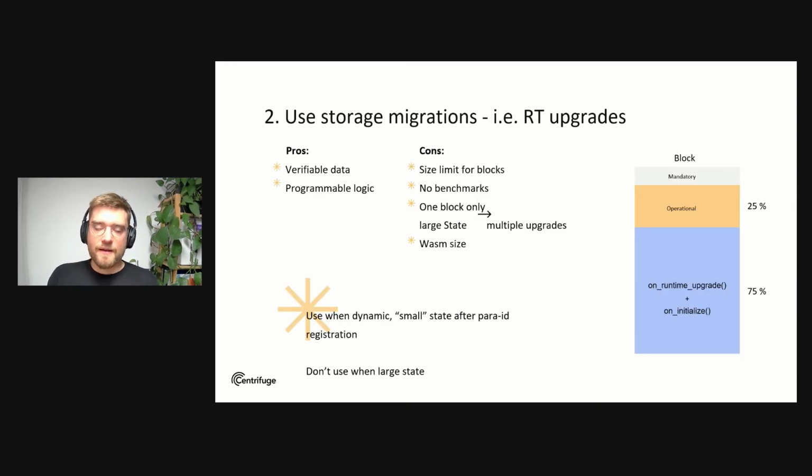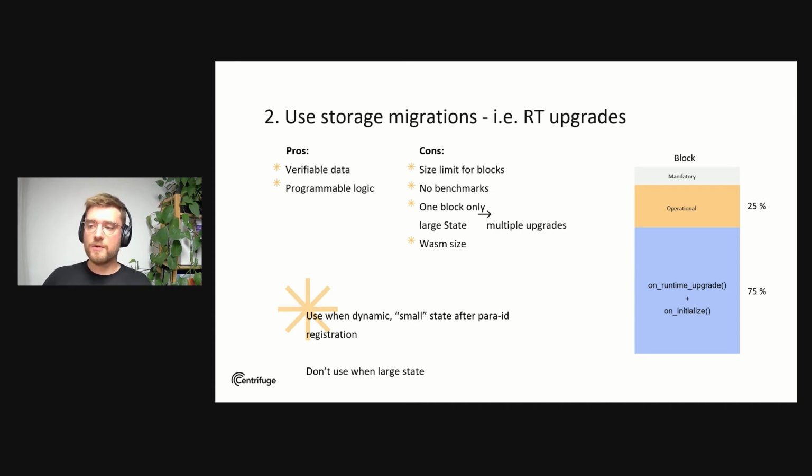And the pros of this are definitely that the data is still verifiable because everything is in your WASM, so everything is on chain, and you have the free logic that the program gives you. The big con on the other side is that you still have a size limit for blocks. So when you look at the right side here, and the percentages might differ because this is from our chain, but it's still the same for every chain.